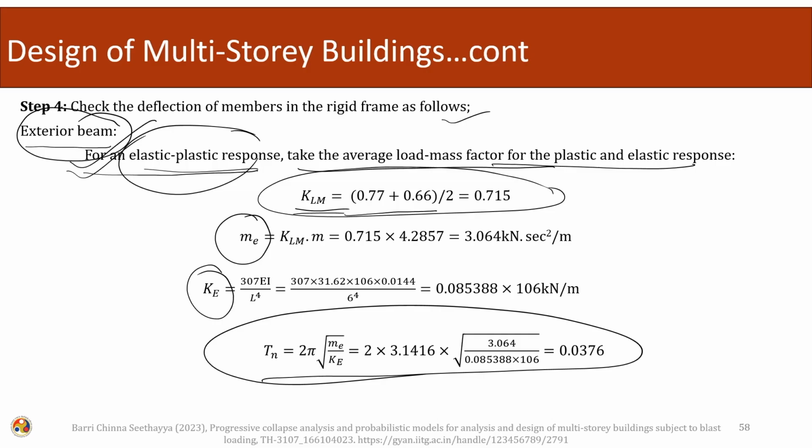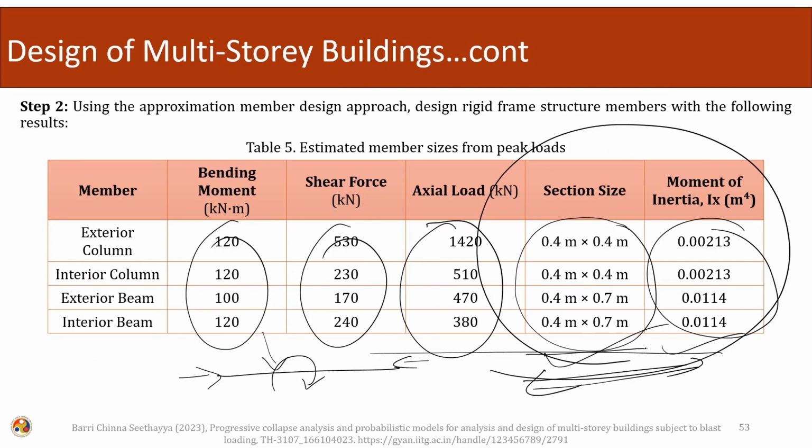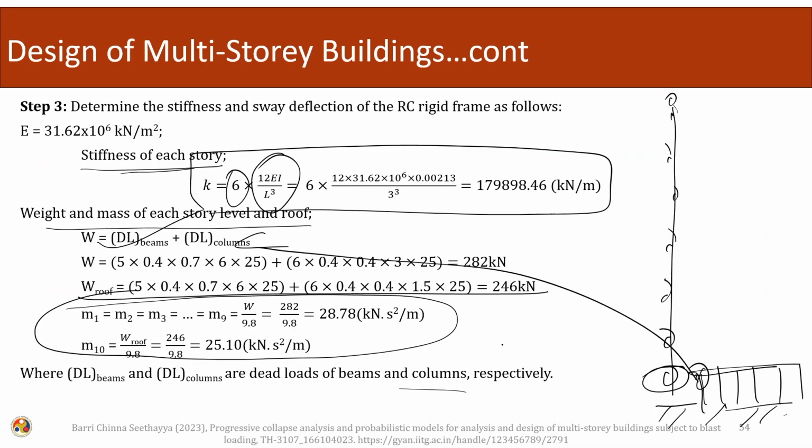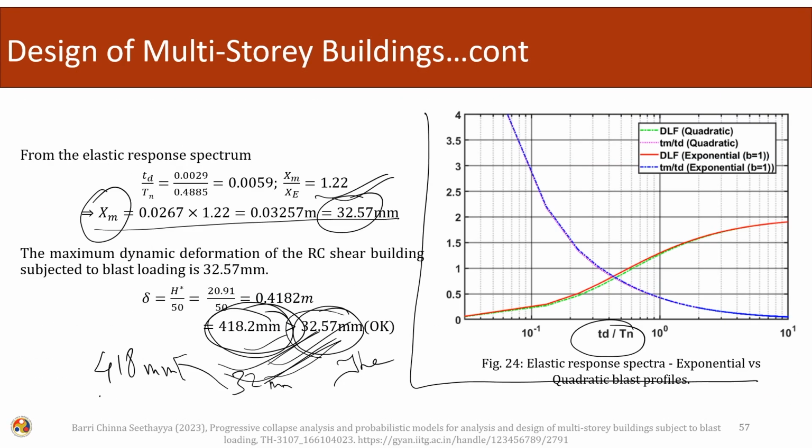Whatever sections we have assumed are okay, but again we can use a smaller size also. If you want to achieve economy, we can go for the optimization process again, because we have a lot of margin here.